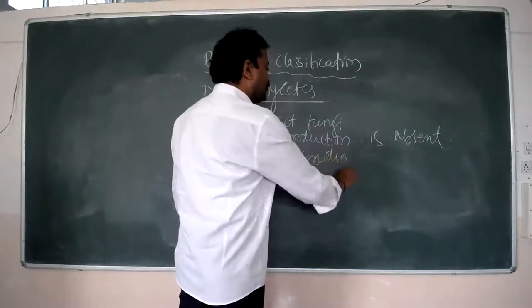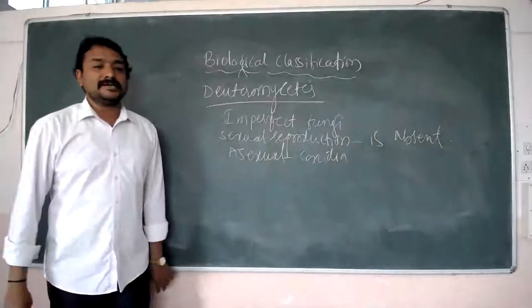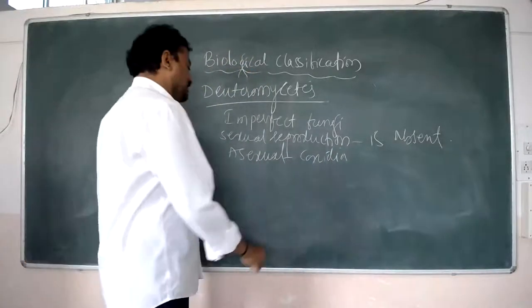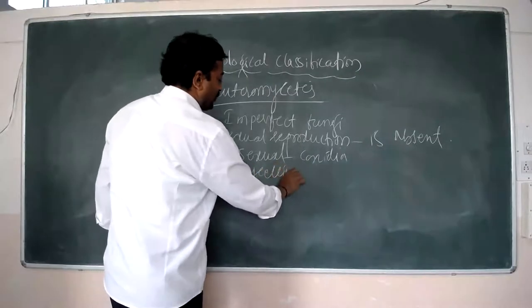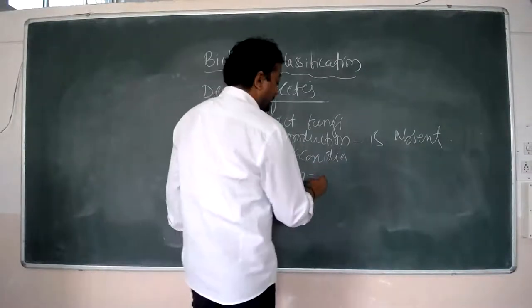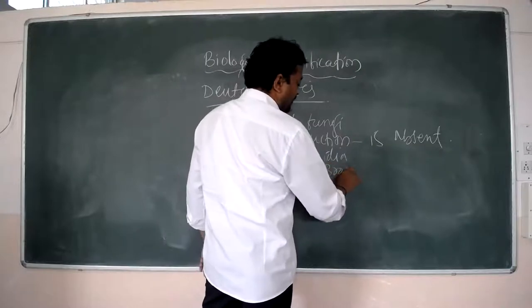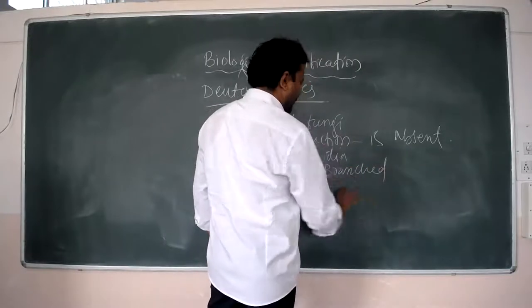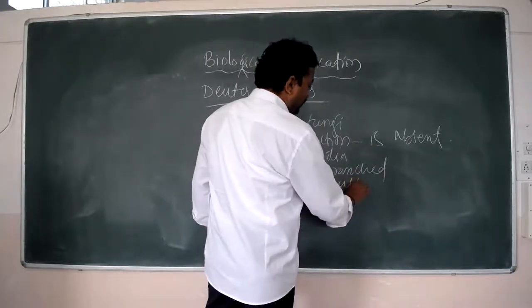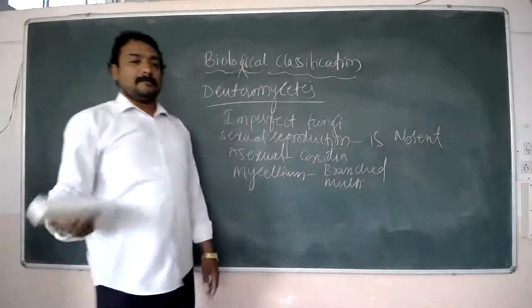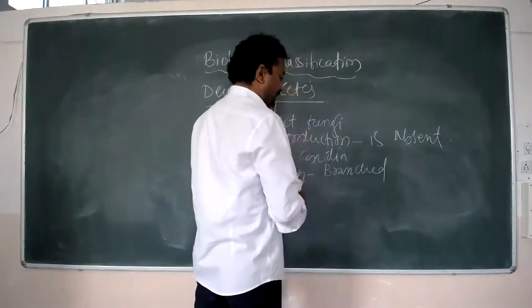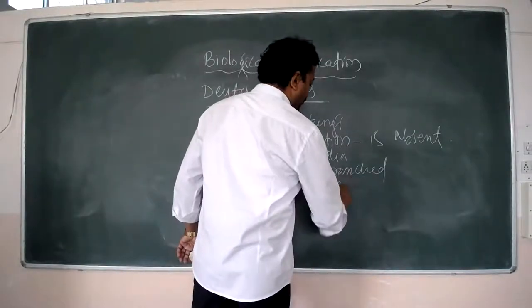You know that conidia are asexually reproducing structures. Mycelium, you know, is a network of hyphae and it is branched. Mycelium is branched and septate. Septate means it has septa.